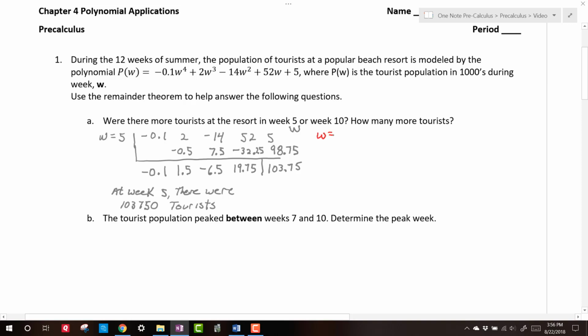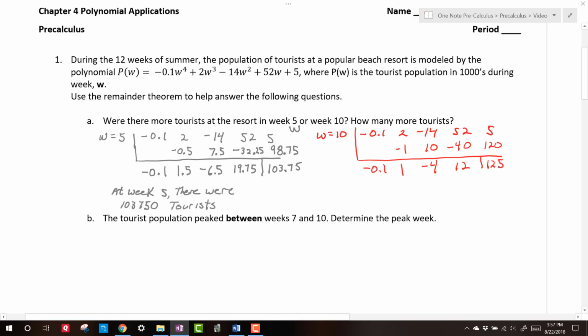So W equals 10, and so we're going to do the same coefficients, negative 0.1, 2, negative 14, 52, and 5. All right, so here we go. This one should be a little easier with the 10. As I drop down my negative 0.1, I multiply that by 10, and I actually end up with negative 1. 2 and negative 1 is 1. 10 times 1 is 10, so that's negative 4. Negative 4 times 10 is negative 40. So that's 12. 10 times 12 is 120. And so I add 5 and I get 125.